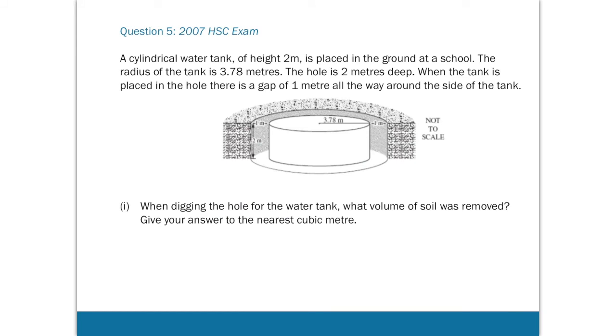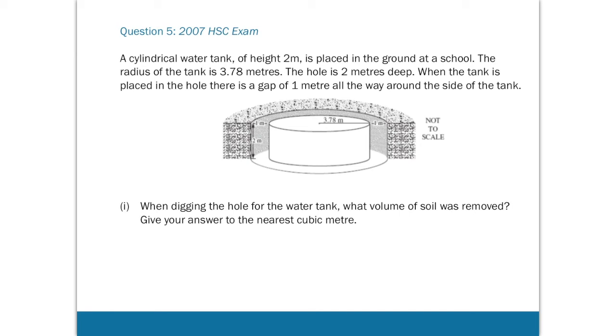A cylindrical water tank of height 2 metres is placed in the ground at a school. The radius of the tank is 3.78 metres. The hole is 2 metres deep. When the tank is placed in the hole, there is a gap of 1 metre all the way around the side of the tank.